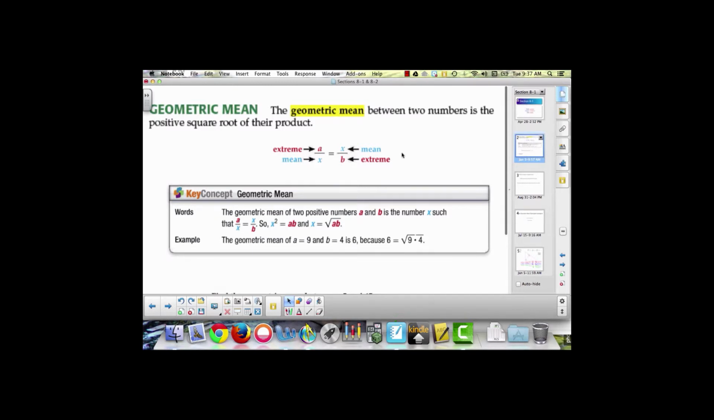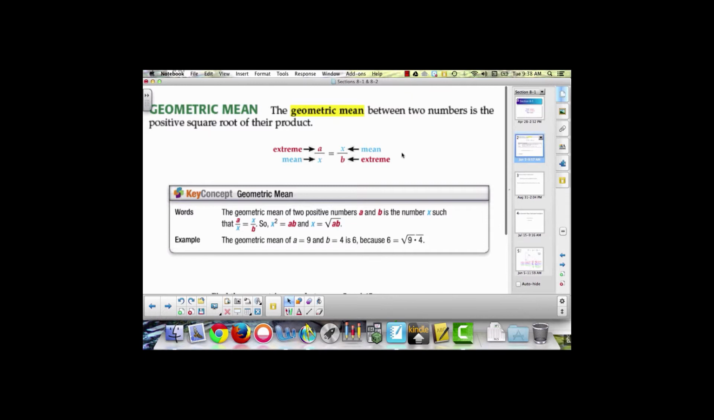If you think about the word average, if I asked you to find the average of three numbers, you would know to add those numbers and divide by 3. So the word average tells you what mathematical operation to perform on those numbers. Geometric mean is the same way.